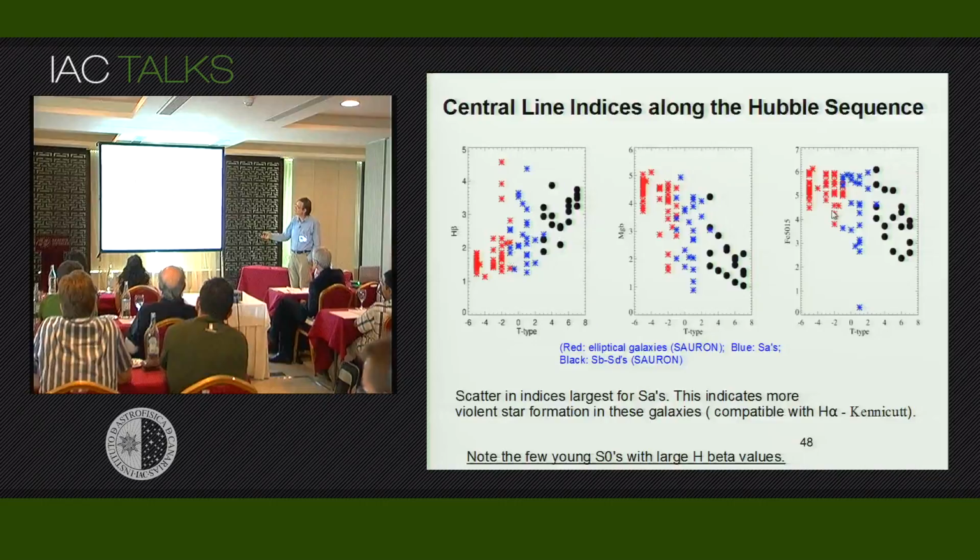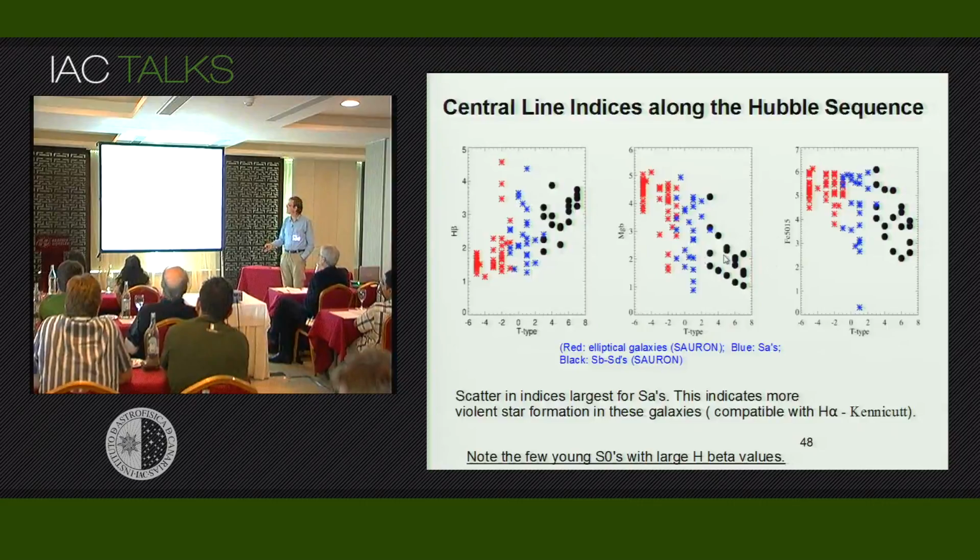Scatter in all the indices, in H beta or magnesium or iron, is very small for ellipticals. But going to the S0s, the scatter goes up, and you even see some objects which have very high H beta values and very low Mg b values. Those form stars at a rapid rate. There's a lot of it, and it's dominating the populations.